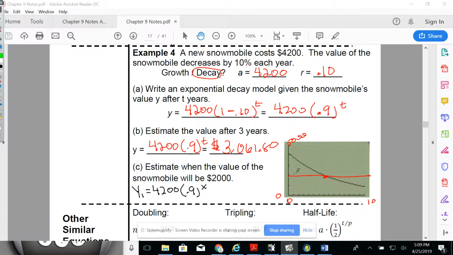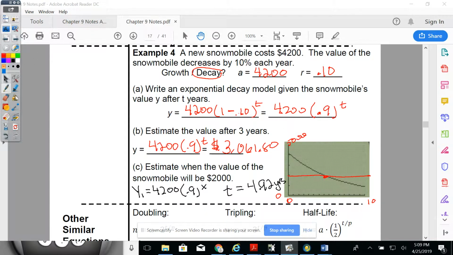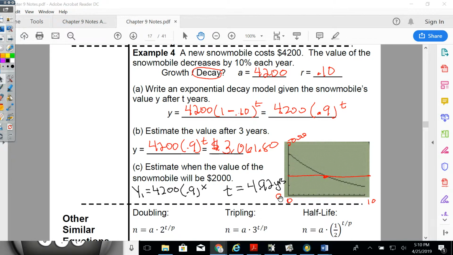And in y2, we type in our 2,000 with this window, 0 to 10, 0 to 5,000. Second trace, number 5, enter, enter, enter. Gives us that time is 4.92 years. Which again, we would round to 5, probably in answer choices. I won't ask you for exact until we get to solving, but you can get solving right now, and then we can find the algebraic part later. We can estimate it once we know how to get the exact.